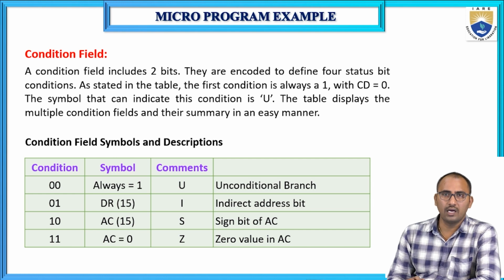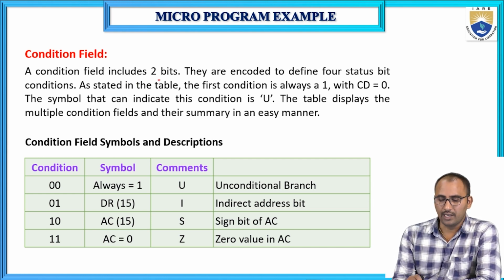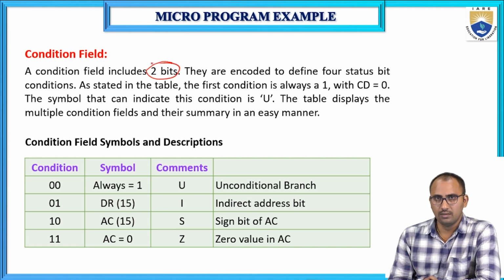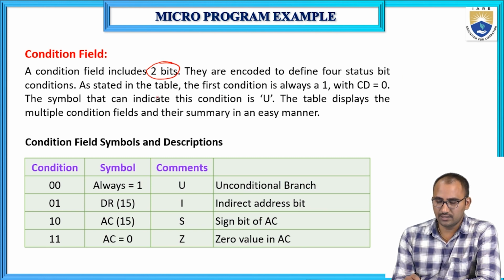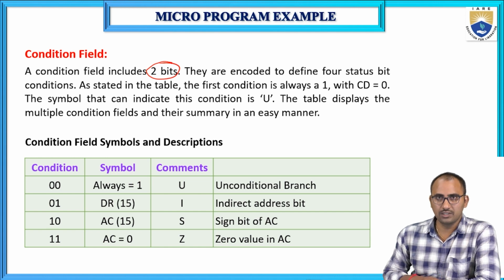And coming to the condition field. The condition field includes 2 bits. These 2 bits are used to represent the condition. They are encoded to define 4 status bit conditions. As stated in the table, the first condition is always 1 with CD equal to 0. So in total 4 types of conditions are there here.